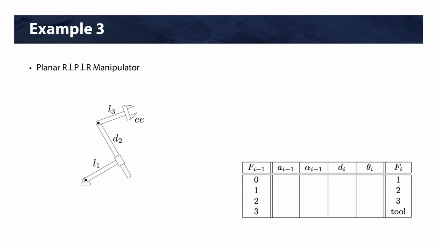In this example, we're going to look at the planar revolute, perpendicular, prismatic, perpendicular, revolute robot. So we have a revolute joint that's perpendicular to a prismatic joint, which is a translational joint, which is then perpendicular to another revolute joint. Before we can assign our D&H parameters, we should draw a zero displacement diagram.